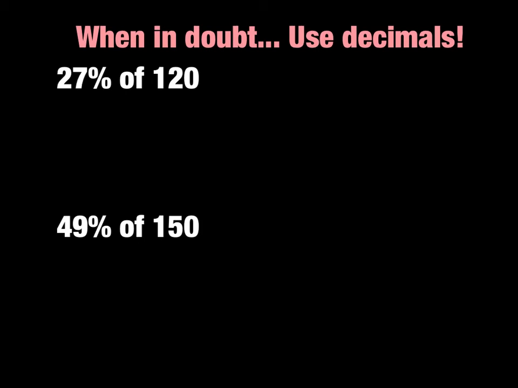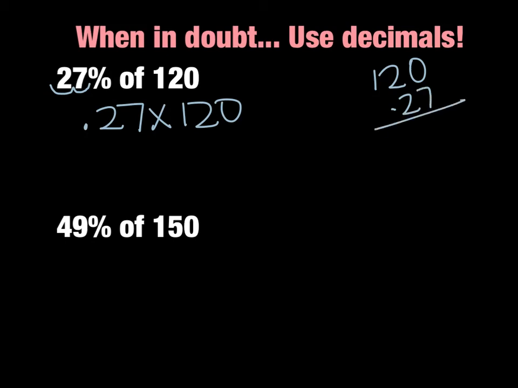So here are 2 more examples that I am going to solve using the decimal method. 27% of 120. So simply move the decimal back 2 places to get a decimal of 0.27. Change of to multiplication, so times 120. So off to the side, I'm going to do 120 times 0.27. 7 times 0 is 0. 7 times 2 is 14, so I carry the 1. 7 times 1 plus 1 is 8.